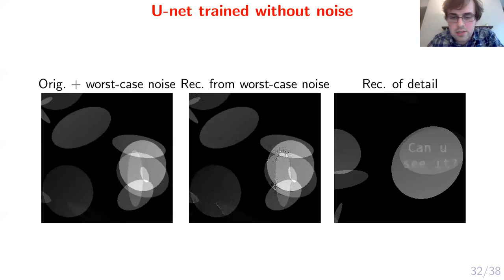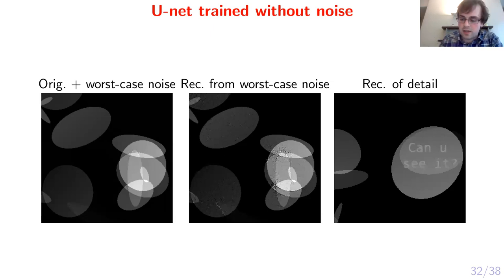So let's first of all look at a standard UNet. So this is a standard architecture used for these types of problems. And you can see that you get these artifacts in the reconstruction. So the neural network is unstable. But it's actually pretty good at reconstructing the text, which is pretty surprising considering that the neural network is trained on just ellipses. So here I'm training the neural network on just the images and their subsampled images and their reconstruction.